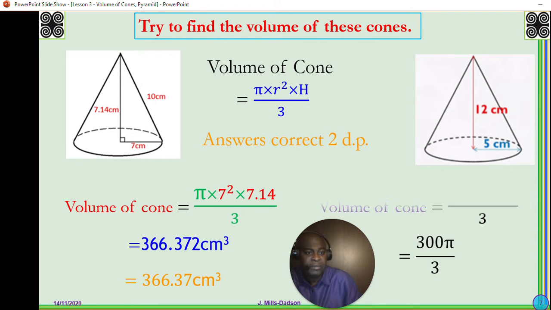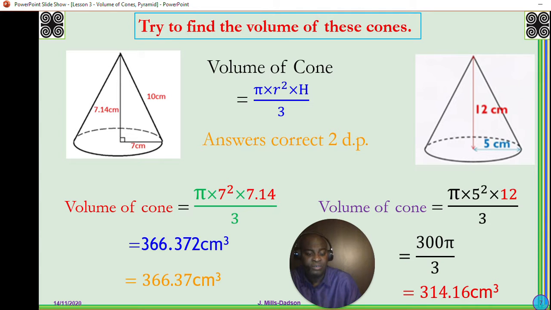Next one, same. Pi times 5 squared is the area of the circle, times the height, 12. Then you divide by 3. Simplifies as 314.16 cm cubed to 2 decimal places.